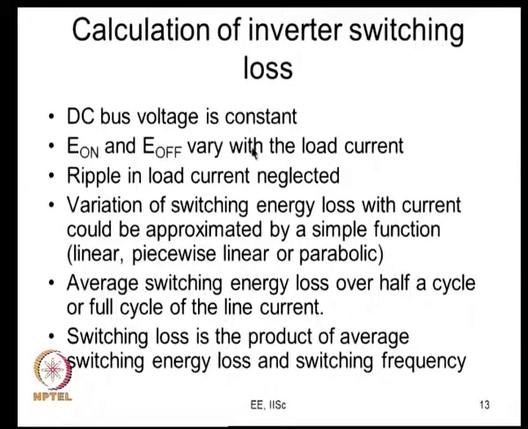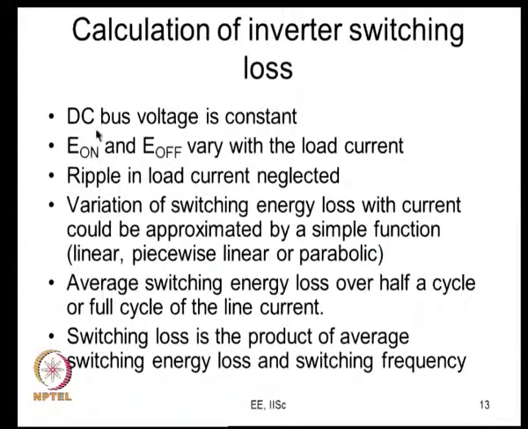Now, let us say those E on and E off are available. How do you go about calculating the inverter switching loss? One assumption we normally make is that the DC bus voltage is constant. You have an inverter being switched from some DC voltage, and it is applying some AC voltage on a load, let us say a motor, something like an induction motor.